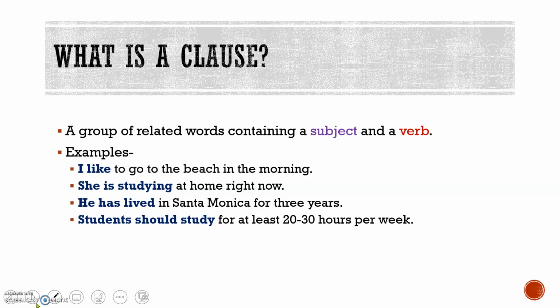Let's look at some examples. Each one of these examples has a subject and a verb. I like to go to the beach in the morning. She is studying at home right now. He has lived in Santa Monica for 3 years. Students should study for at least 20 to 30 hours per week.